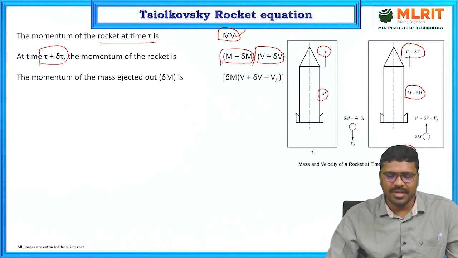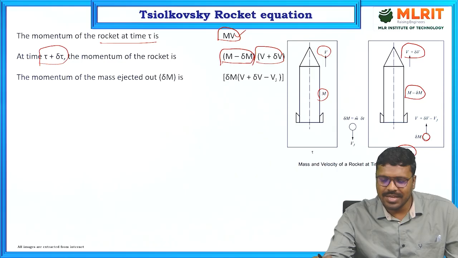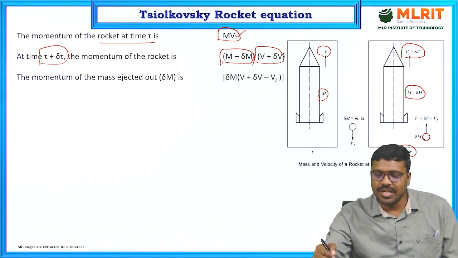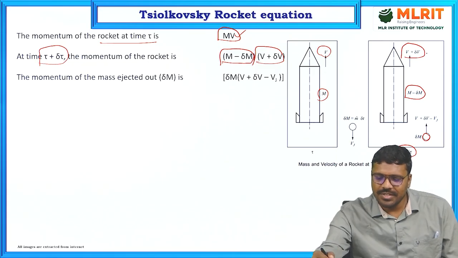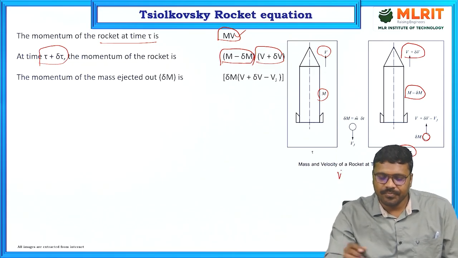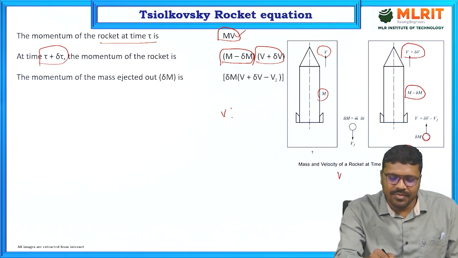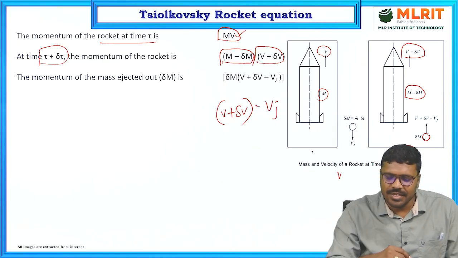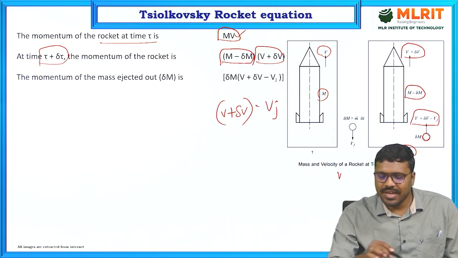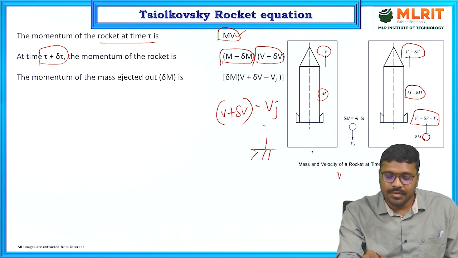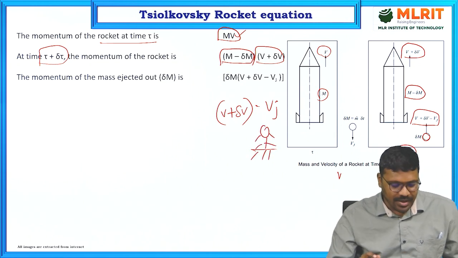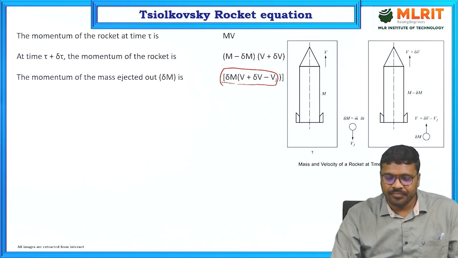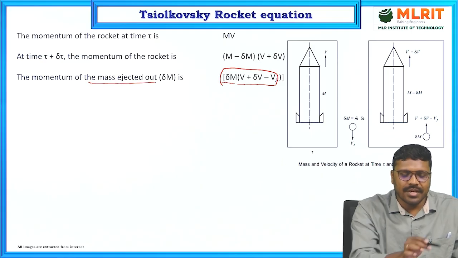Next, the momentum of the gas mass which is ejected out. The velocity of the gases which are leaving the nozzle with respect to a stationary person is the velocity of the rocket, V plus delta V, minus Vj. So if I write that equation, this is delta m into (V plus delta V minus Vj). This is the momentum of the ejected gases.